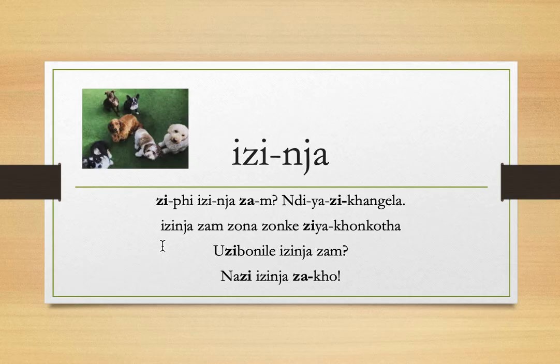Izinja zam zona zonke ziyakhonkotha. As for my dogs, they are all barking. So the dogs of mine, as for them, zona, zonke, all of them, ziyakhonkotha. They are barking. Uzibonile izinja zam. Did you see them, my dogs? Nazi izinja zakho. Here are your dogs.